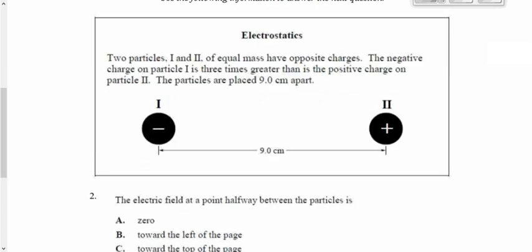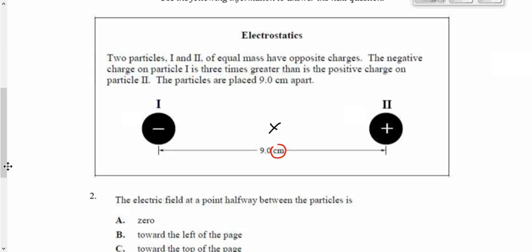I got two particles, 1 and 2, of equal mass, opposite charges. We want to find the electric field midway between the particles. We did a question virtually identical to this a couple days ago. There's our point where we want to find the electric field strength. We have to convert this to meters, of course. Actually, there's not going to end up being a calculation to do for this, is there? This is actually easier than the question we did the other day because we don't have to do a calculation.